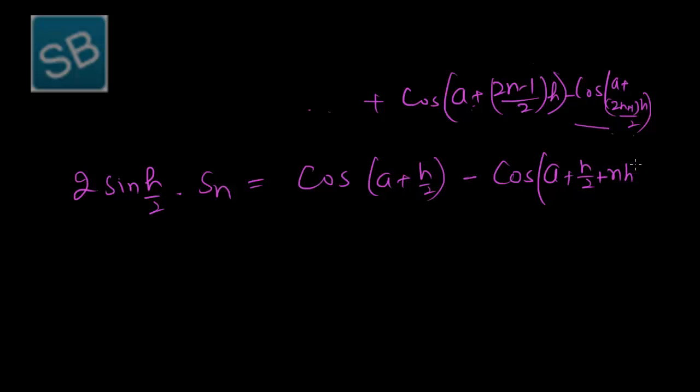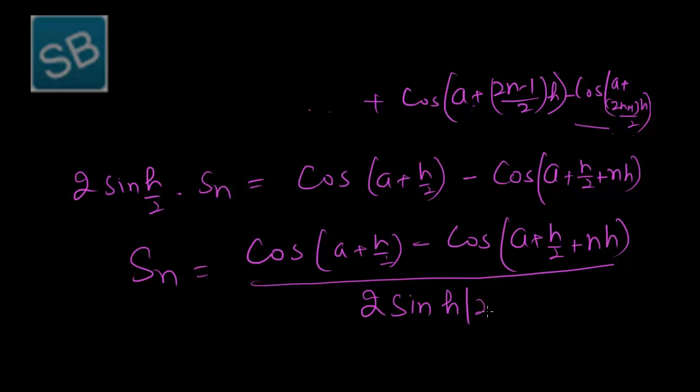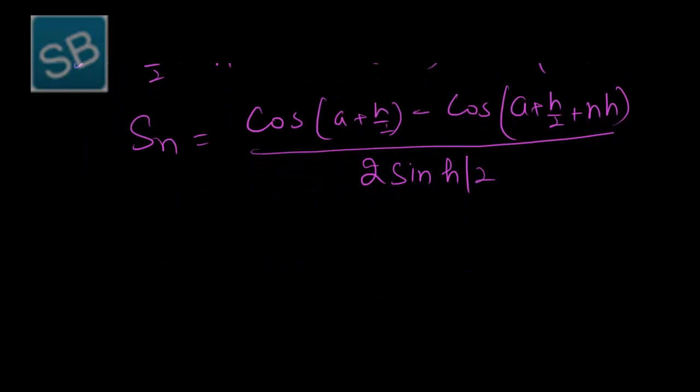We can write like that. This is the easy way to learn it. So Sn is equal to cos(a + h/2) minus cos(a + h/2 + nh) over 2 sin(h/2). So if we have a series like this, sin(a + h) up to sin(a + nh), we can use this method directly to find the sum.